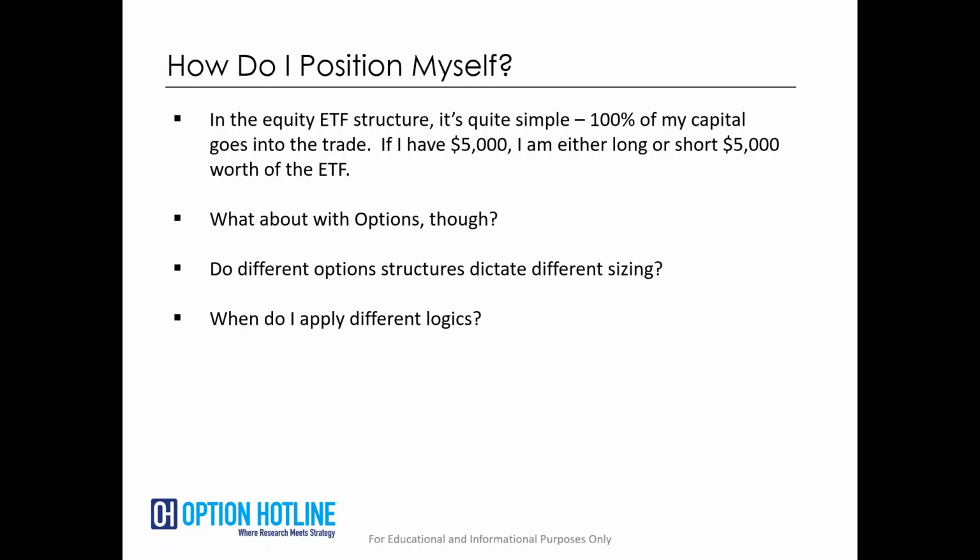What about with options, though? Because if I put 100% of my capital into out-of-the-money options, they could go to zero. I can't see that being a good investment. Just because I can buy $5,000 worth of out-of-the-money calls expiring in a day doesn't mean I ever should. And when I think about the structures that I can apply here, don't different structures actually dictate different sizes, and don't different setups dictate different sizing? So how do I apply those different logics to my sizing?